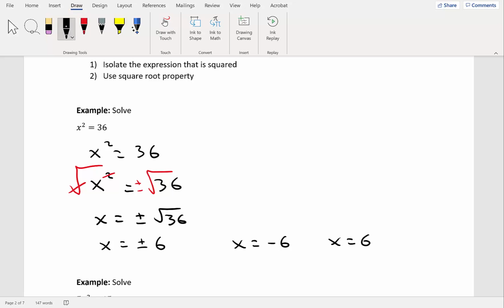So for this particular problem, we didn't have to get one side equal to 0. We didn't have to get it to standard form. If we did, we'd have x squared minus 36 is equal to 0, which factors into x minus 6 times x plus 6. And you set each factor equal to 0, and you still get the same solution. You still get x equals negative 6 and x equals positive 6.